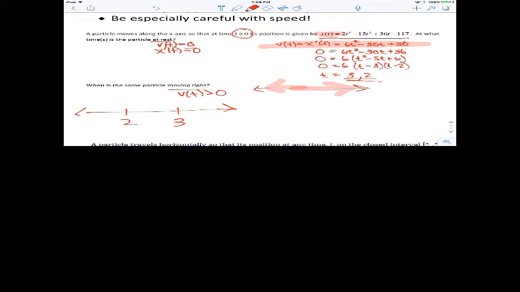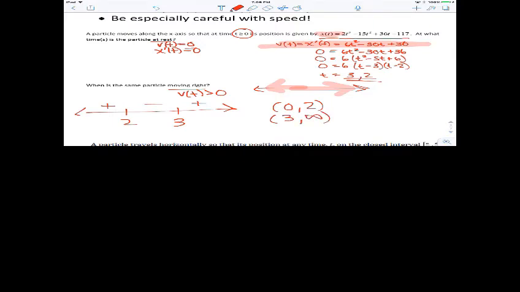because I'm not worried about where its position is negative. I'm worried about where its velocity is negative, right? So looking at my velocity function, this is a quadratic. It's a positive quadratic. So I know it's going to go like that, positive, negative, positive. You can also just plug in and check values. But here, this would be from 0 to 2 and from 3 to infinity.